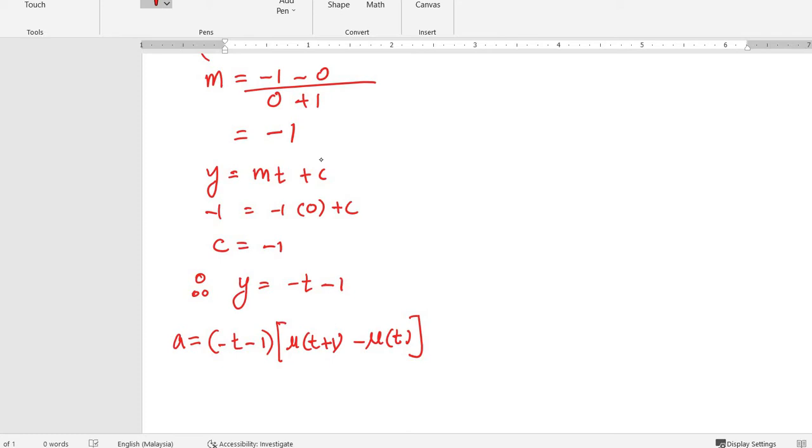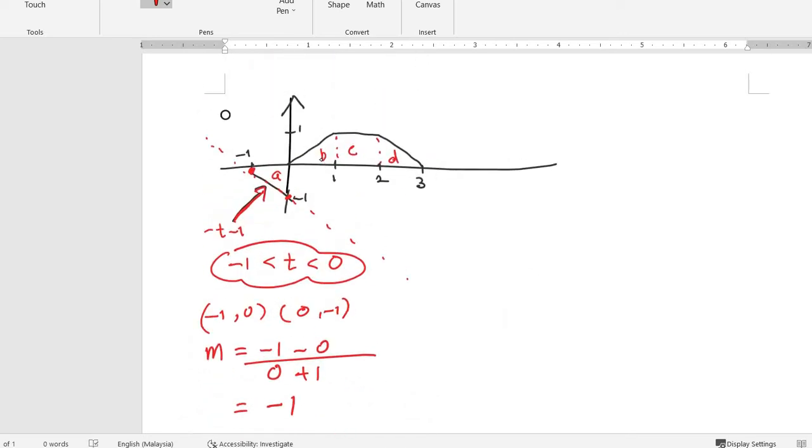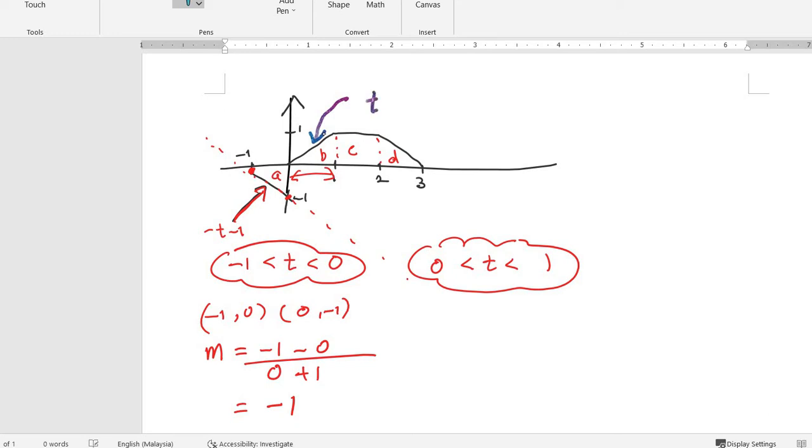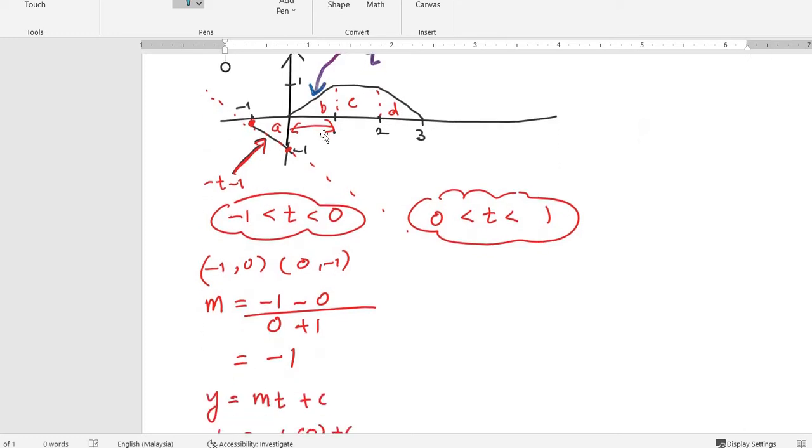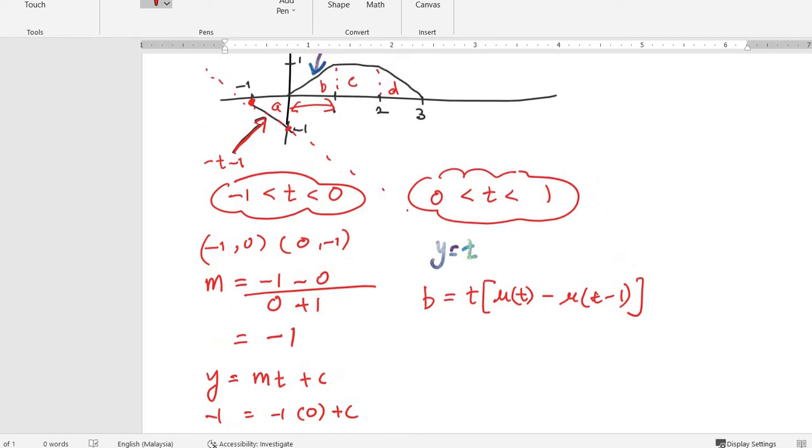Okay, doctor. Then we go to the second range, 0 to 1. We want to do this line. It's the same method, so I won't repeat the same thing again. I can estimate the y of this line: it is equal to t, because there's no plus or minus as it crosses at 0, so just t. Then B is t multiplied by [u(t) minus u(t minus 1)], because it starts at 0 and stops at 1. Okay, this is settled for B.